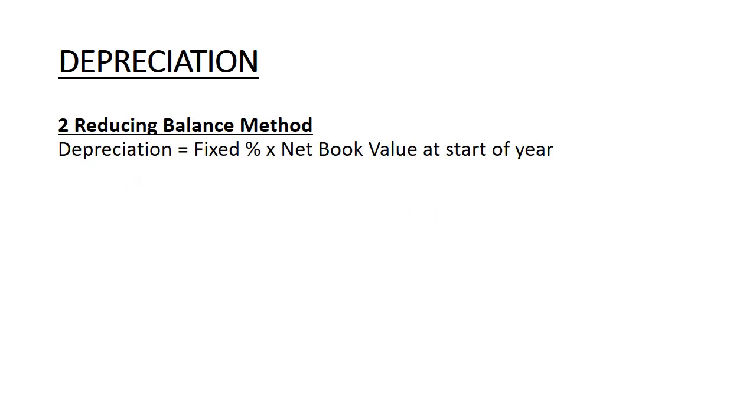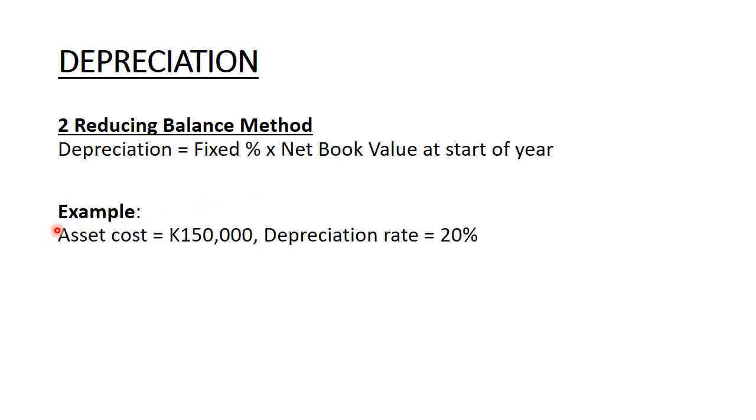Next, we look at the second method called the reducing balance method. The formula here is depreciation is equal to fixed percent times net book value at the start of the year. So with the reducing balance method, there is a fixed percentage which you always have to multiply with the net book value at the start of each and every year. That's how it works. To understand this, maybe we look at an example.